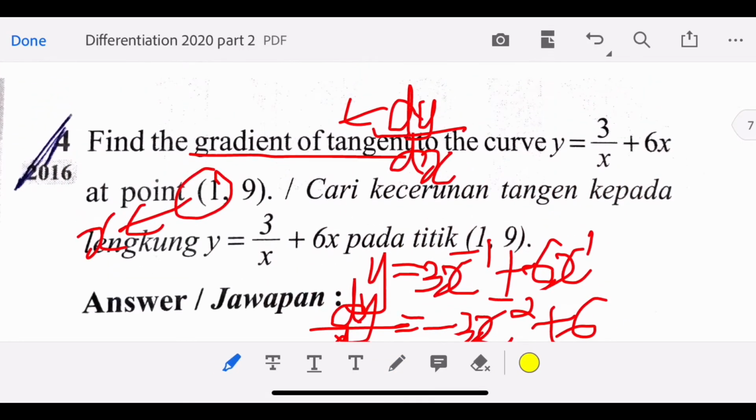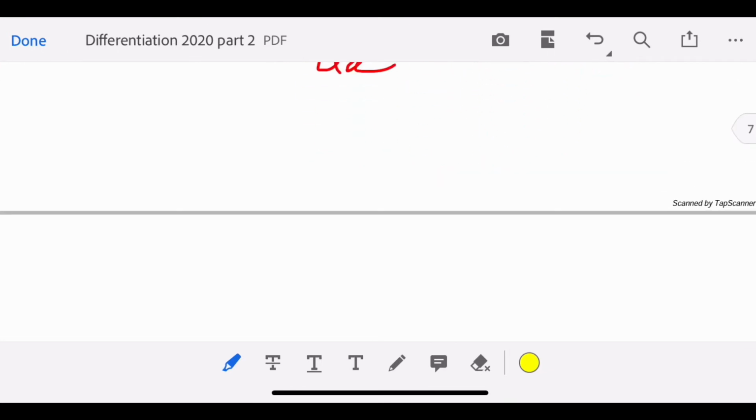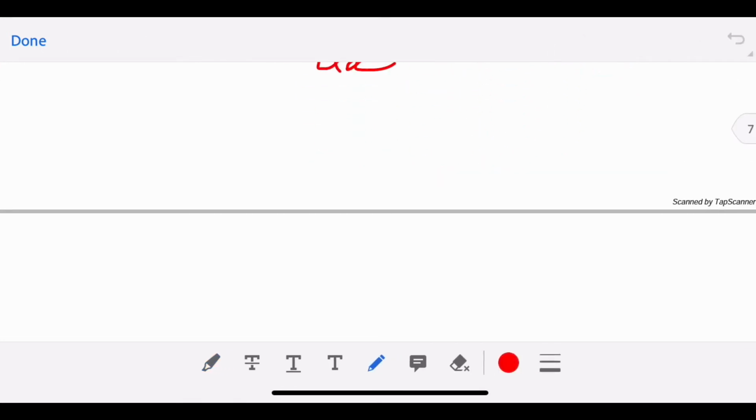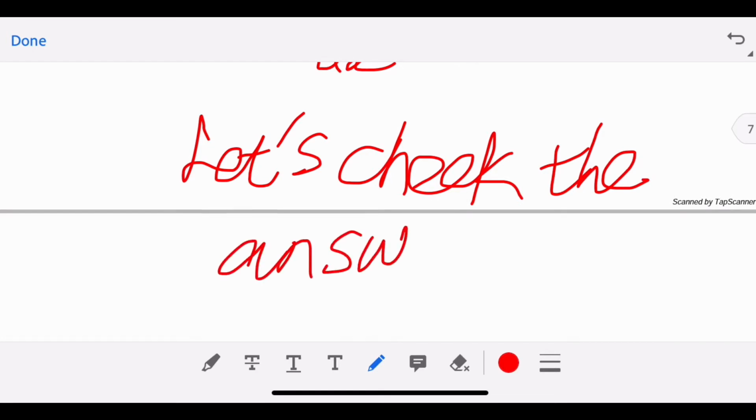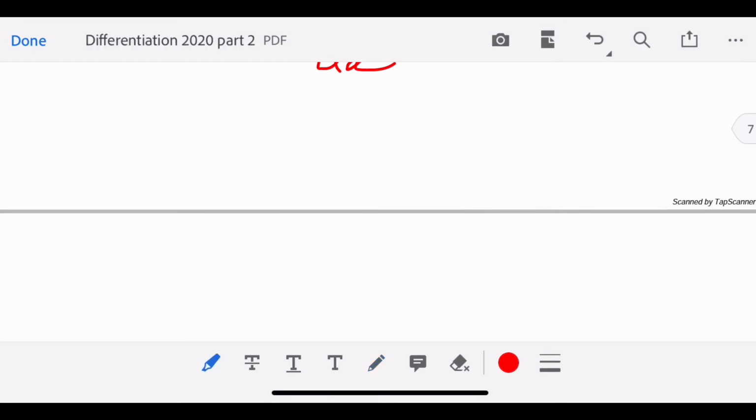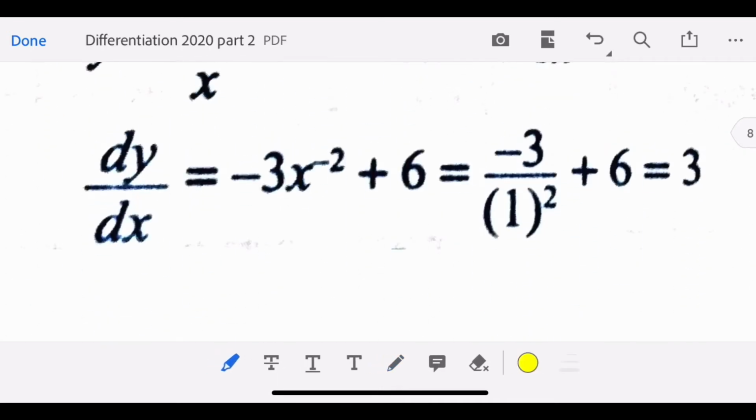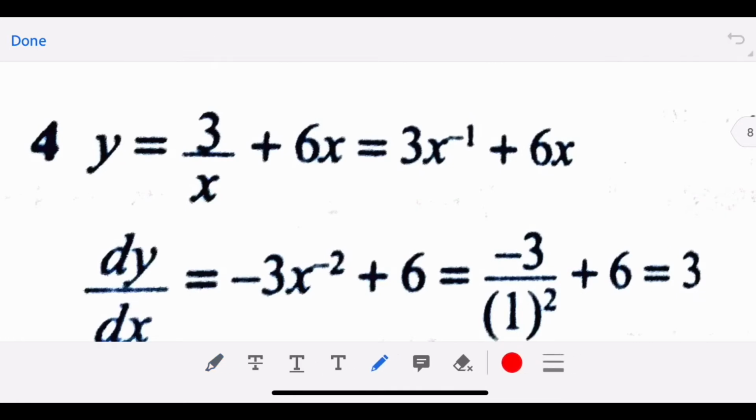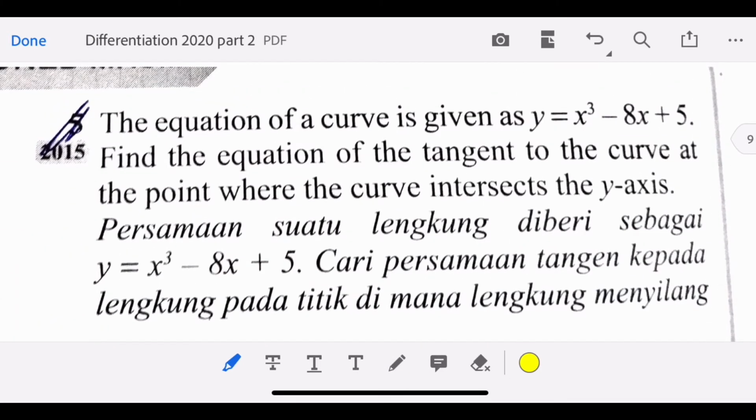Okay, settle. So we have solved one question for gradient of tangent. So in future, you see gradient of tangent, you just do dy/dx. Next, let's check the answer. So I want you to go through with me the answer that I prepared for you below. So these are the answer. Okay, so it looks like okay. So you substitute, then you got the answer. dy/dx is equal to 3. Alright, no problem. Okay, now we go to number 2.